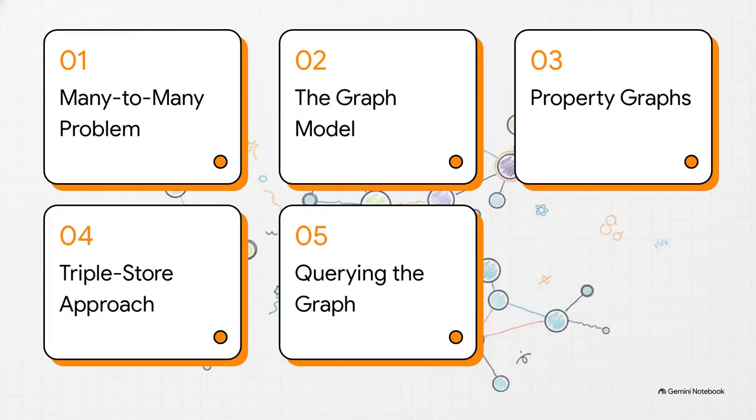itself. So here's our roadmap for today's explainer. We'll start with the many-to-many problem, then we'll introduce the graph model, dive into property graphs, explore the triple store approach, and finally, look at how we actually query the graph.